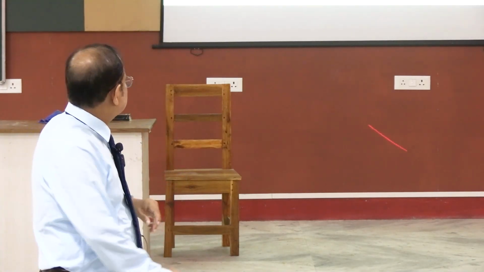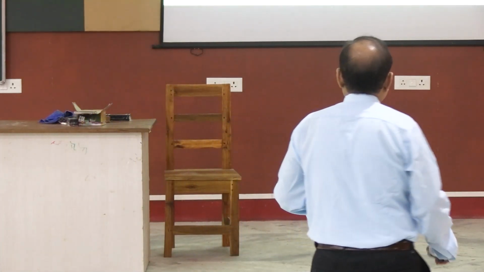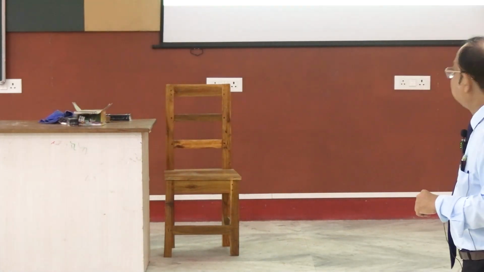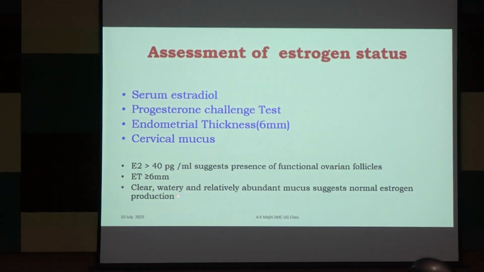And next is the cervical mucus. With estrogen there will be an abundance of cervical mucus. Estradiol of 40 picogram per milliliter suggests the presence of an ovarian follicle, and endometrial thickness of more than 6 millimeters. So estrogen. Now the most important and very interesting thing is the progesterone challenge test.